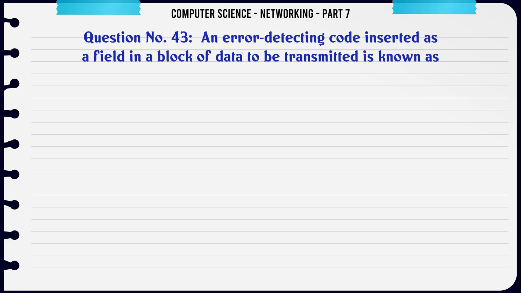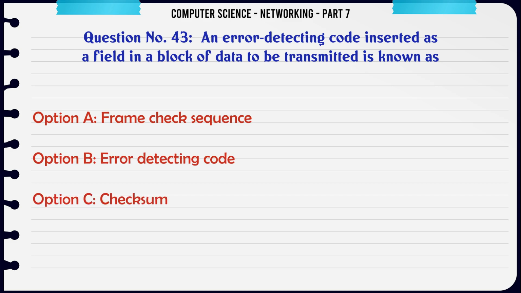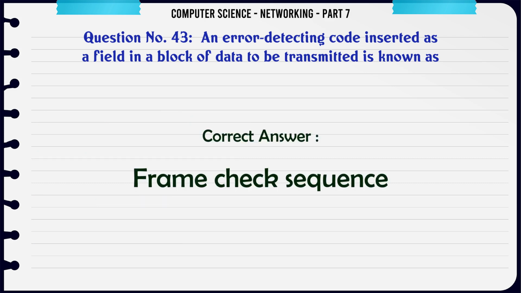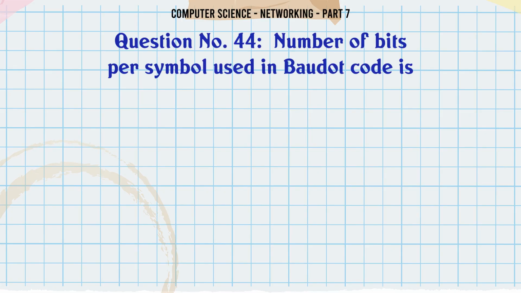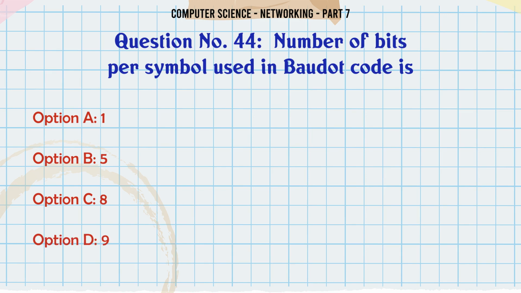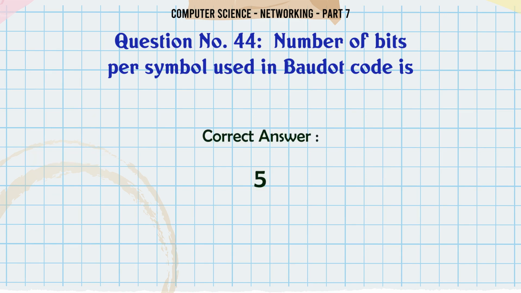An error detecting code inserted as a field in a block of data to be transmitted is known as A. Frame check sequence. B. Error detecting code. C. Checksum. D. Flow control. The correct answer is frame check sequence. Number of bits per symbol used in Baudot code is A. 1, B. 5, C. 8, D. 9. The correct answer is 5.